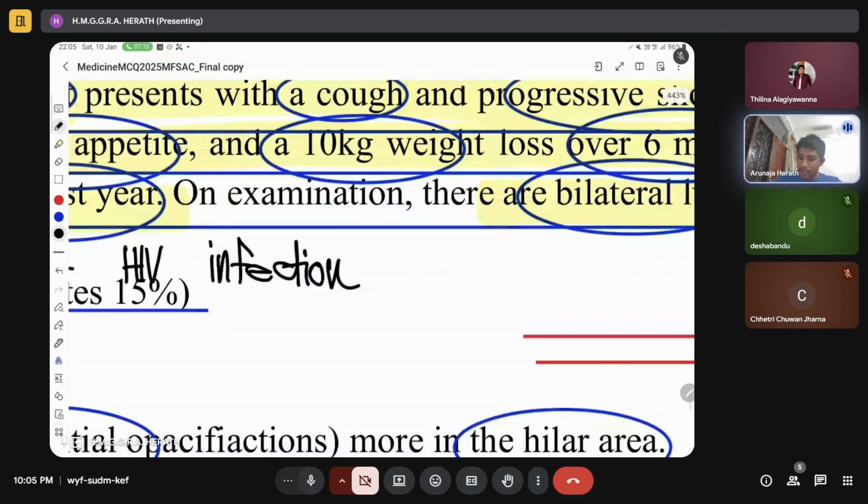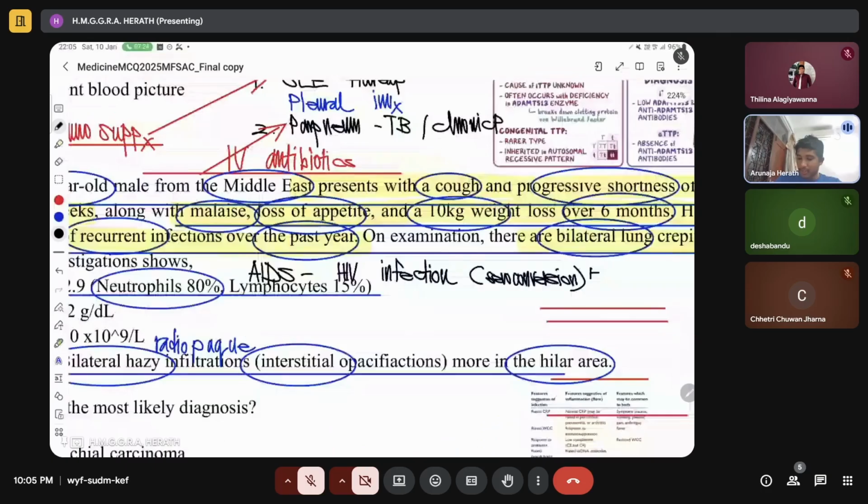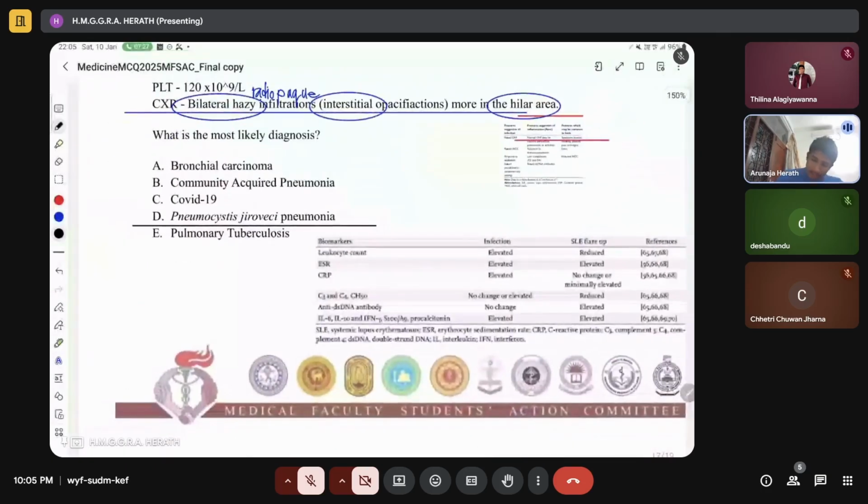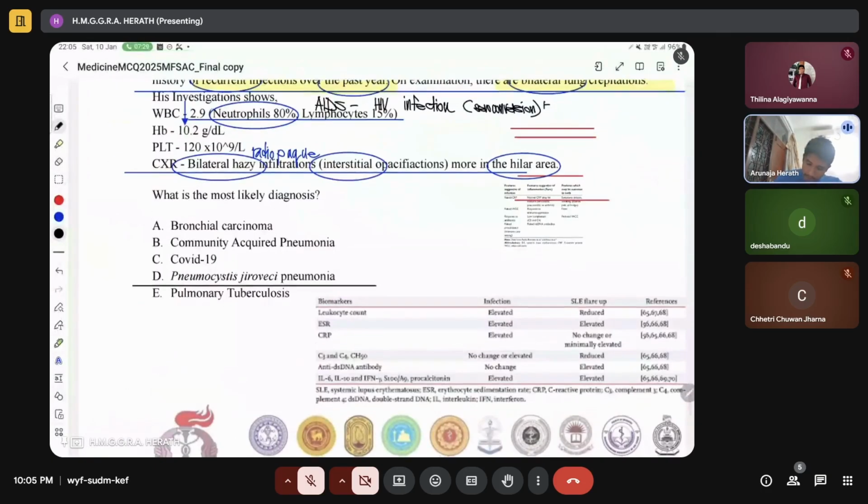That shows that zero conversion of the infection, and then recurrent infections have taken place. So AIDS is already there. So something I think now. What are the other features of pneumocystis jirovecii pneumonia?